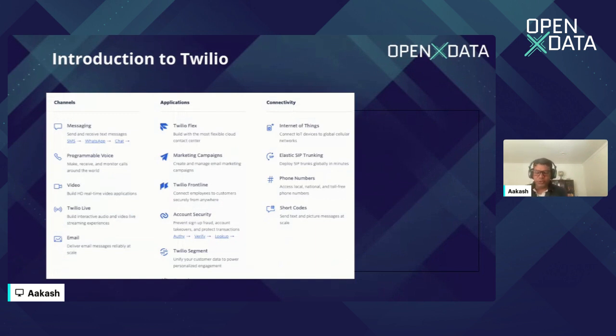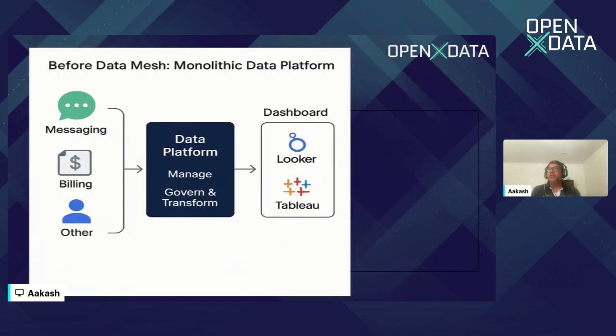First, a little bit of intro about Twilio. Twilio is a cloud communication platform. It provides a programmable API for all the communication channels to reach out to your customer. We also like to call ourselves a customer engagement platform. So with that, let's look into what the problem was that we had before we went to data mesh.